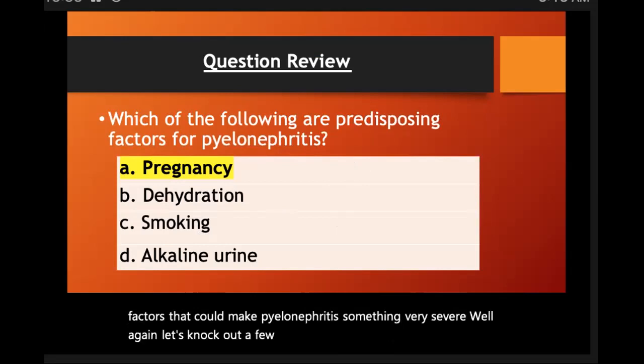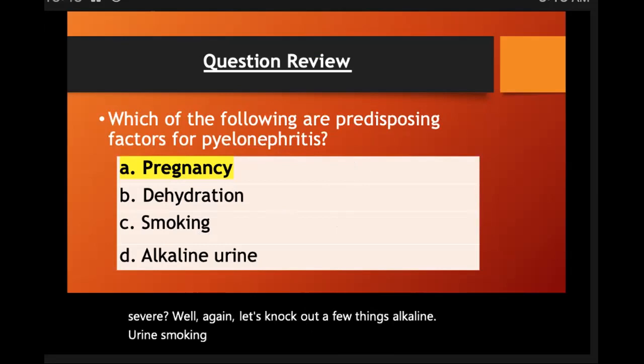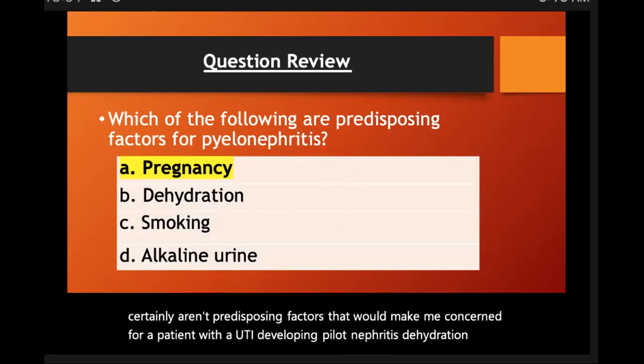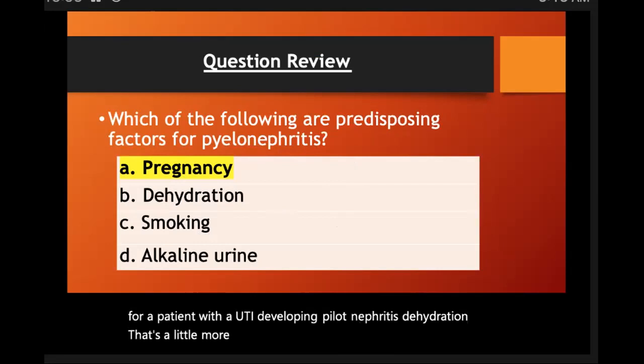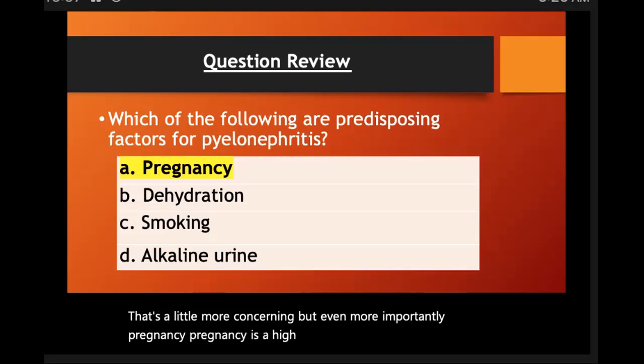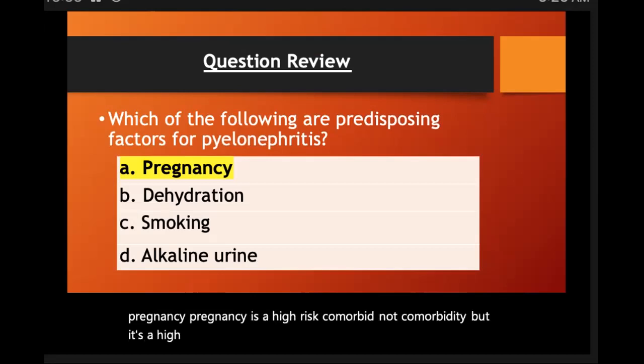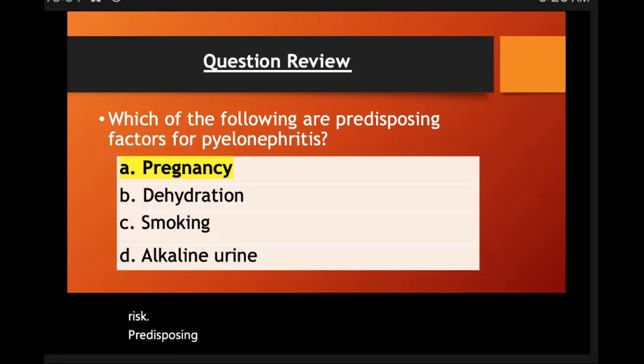Alkaline urine, smoking, those don't make anything better, but there certainly aren't predisposing factors that would make me concerned for a patient with a UTI developing pyelonephritis. Dehydration, yeah, that's a little more concerning, but even more importantly, pregnancy. Pregnancy is not a comorbidity, but it's a high risk predisposing factor that you really need to be aware of with pyelonephritis.